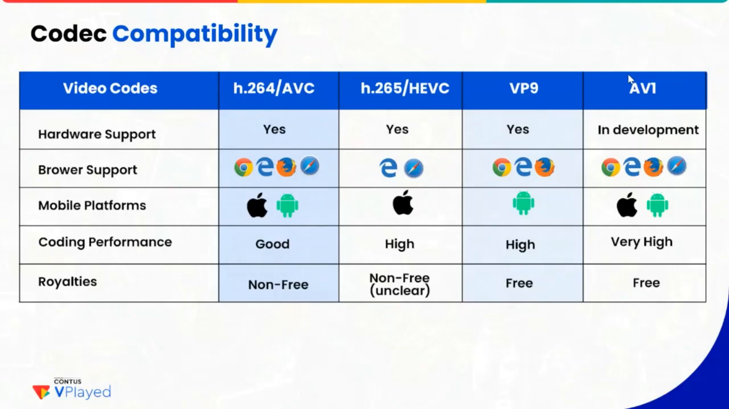Right? VP9 is a product of Google. By the way, Google supports the YouTube channel. If you look at the 4K videos, they are encoded with this VP9 format. Along with that, they also use H.264. So when coming to platform and codec compatibility, here you can see the hardware support. Yes, of course, H.264, H.265 and VP9 are supported, and AV1 is still in development, but AV1 is the top performer when comparing across all these video codecs.